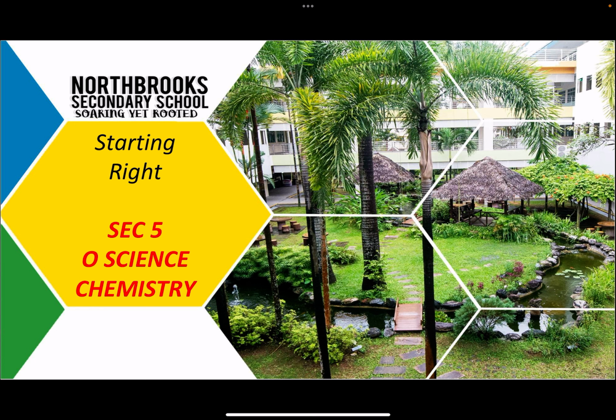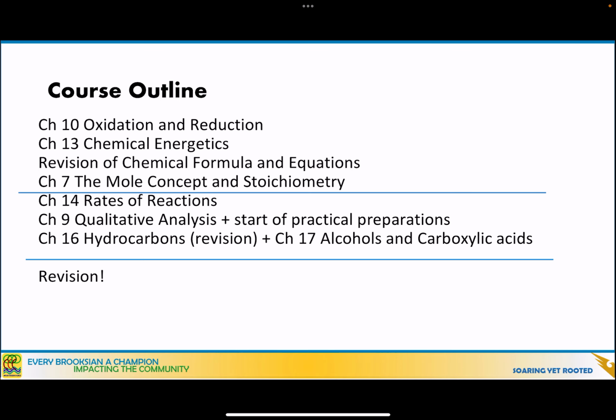Okay, so you have progressed from 4NA to Sec 5. And in Sec 5, you are going to take the O-level combined science lessons and syllabus. So what will you be covering in Sec 5? Okay, these are the topics. So it's actually not a lot. Majority of the topics have already been covered in Sec 4 and 3. So these are the new ones that we will be doing.